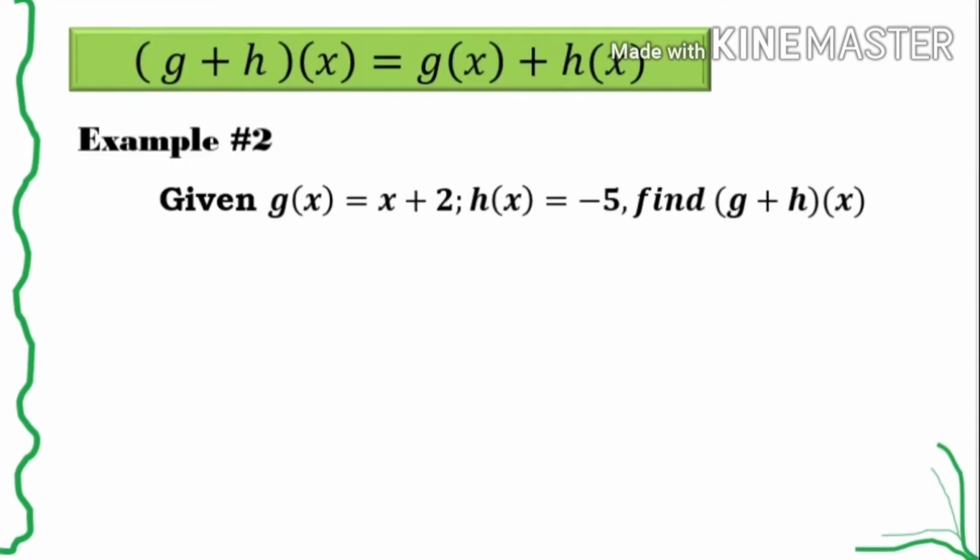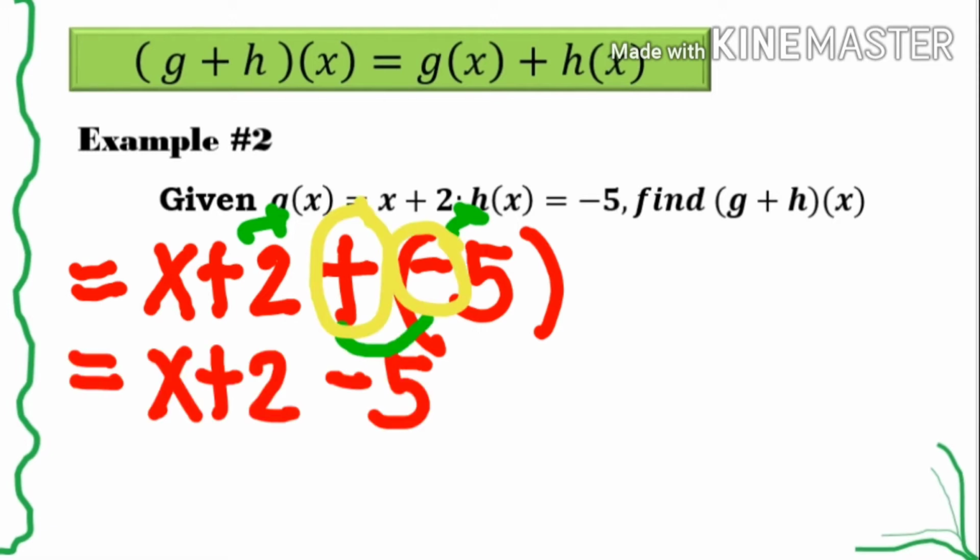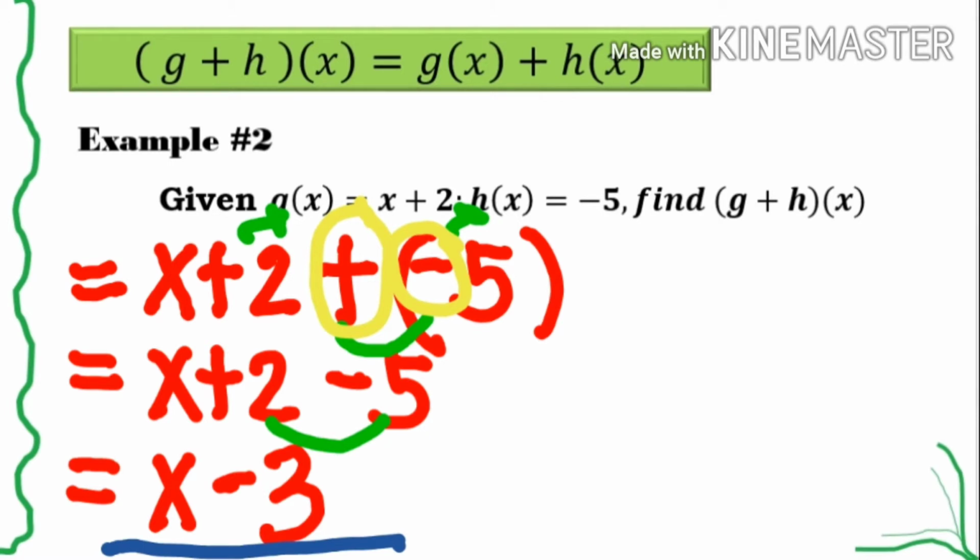Example number 2, given g of x equals x plus 2, h of x equals negative 5, find g plus h of x. Okay, substitute the given to the formula, so we have x plus 2 plus negative 5. Positive times negative is negative 5. So x plus 2 minus 5, and then simplify: x minus 3.